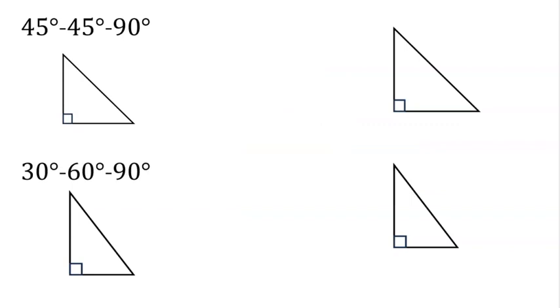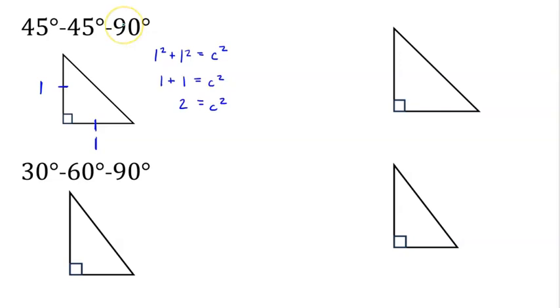With a 45-45-90 triangle, let's think about why this rule applies. For a 45-45-90, we know that it's going to be an isosceles triangle, right? So if I set this side at 1 and this one at 1, then when I do my Pythagorean theorem, I have 1 squared plus 1 squared equals this side squared. And so this just turns out to be 1 plus 1 equals c squared.